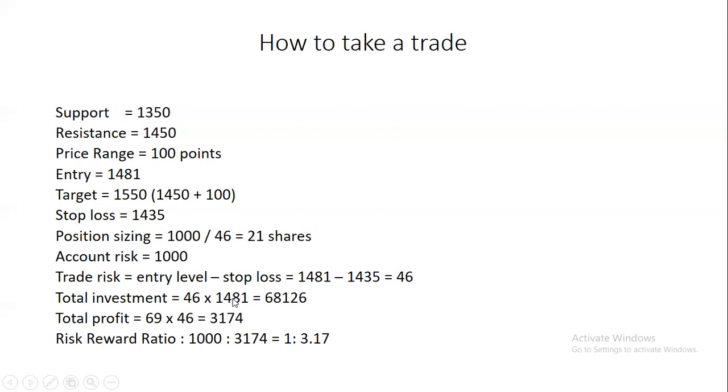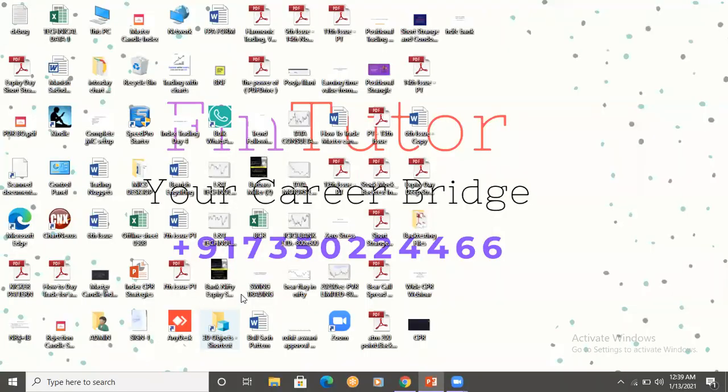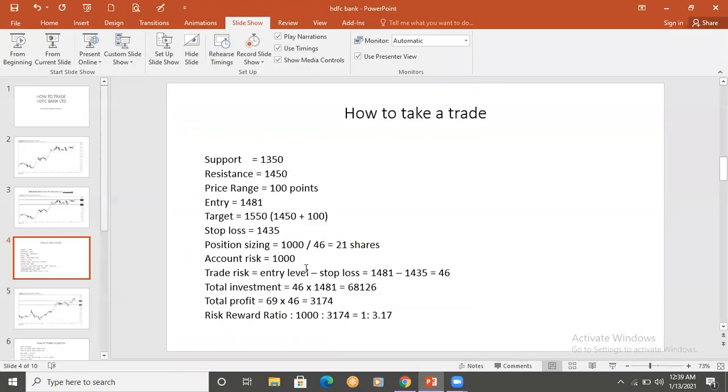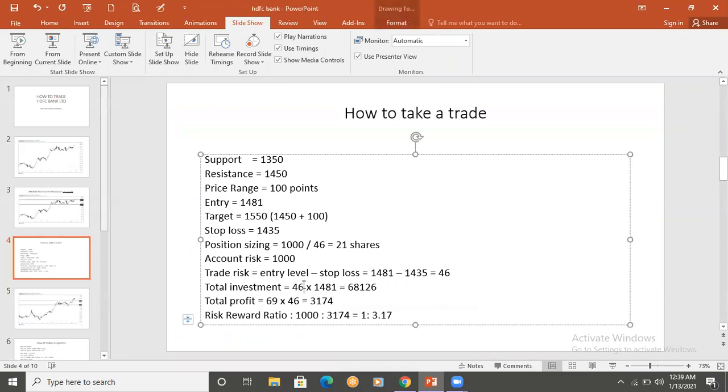Now guys, to calculate the total investment required, we will purchase how many shares? We will purchase 21 shares, and the price per share is 1481. So 1481 into 21, the total investment required is 31,101.